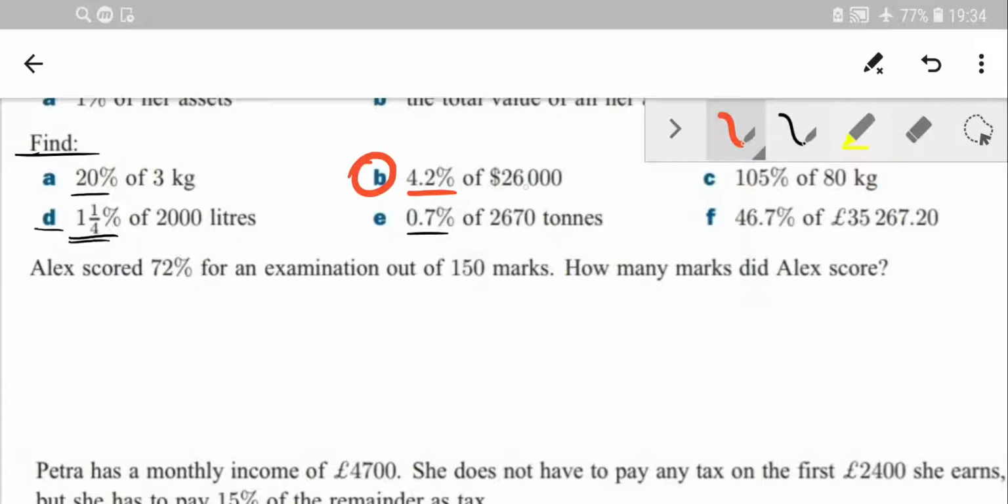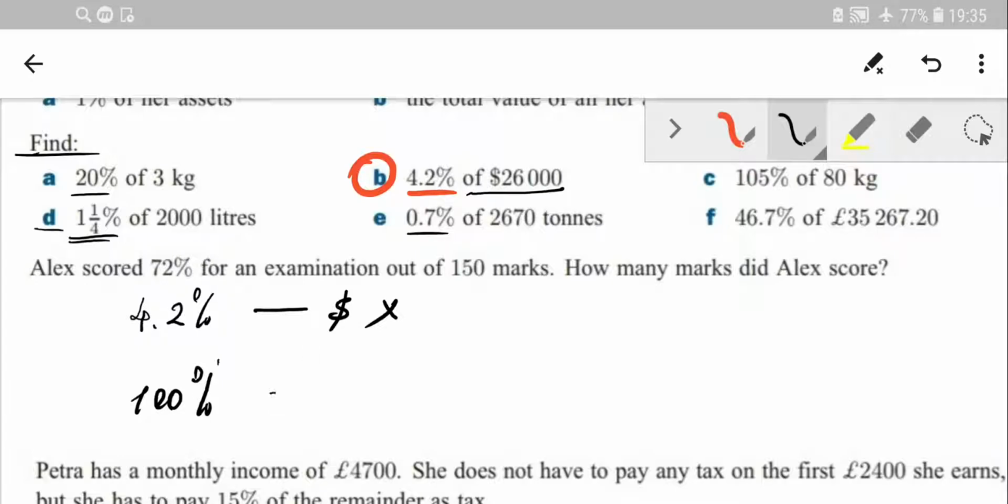4.2 percentage out of 26,000. The method is called ratio. So you just complete a proportion or ratio, and I write 4.2 percentage is, so it's corresponding to an unknown amount in dollars. That's why we put X. And below percentage, we understand that because we'll find it out of the whole amount, we need to write 100 percentage is exactly this amount, so 26,000 dollars.